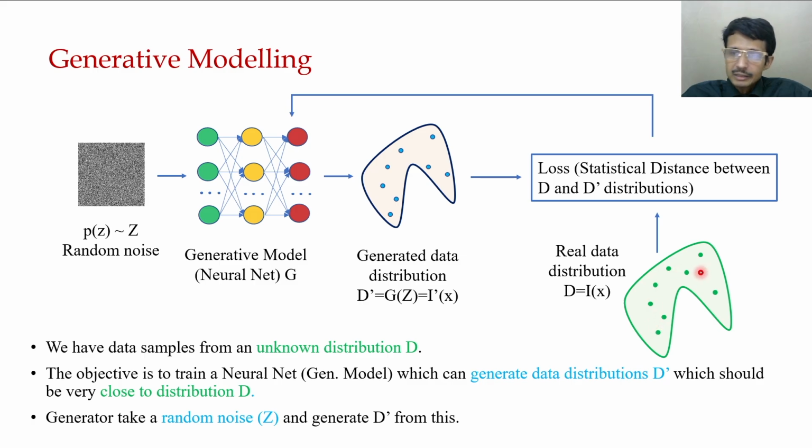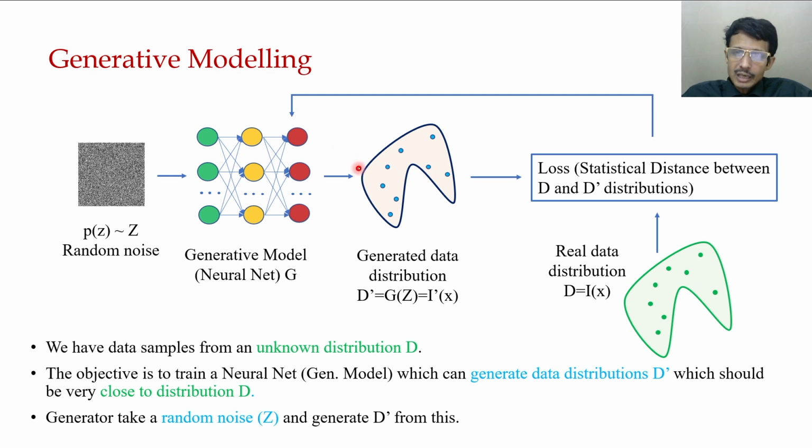So what is our objective? Our objective is to create or generate these kind of samples, but not exactly these samples, such that the samples belong to some distribution, and that distribution and this distribution are very similar. That is the main agenda of generative modeling.